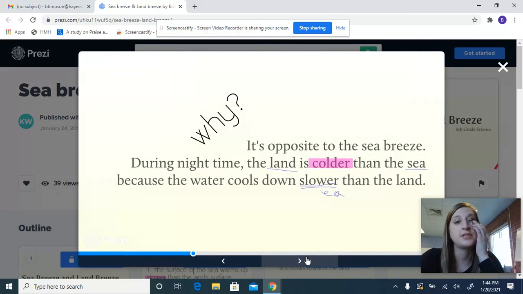So with the land breeze, it's opposite to sea breeze. During the nighttime, the land is colder than the sea because the water cools down slower than land. The water cools down slower, okay? So that means that you are having a land breeze at night. So sea breezes are during the day, land breezes are at night.